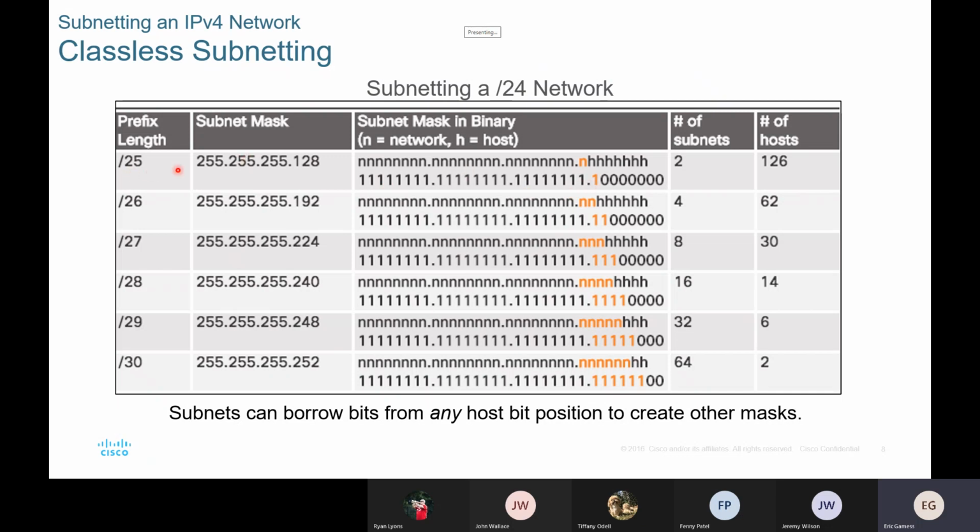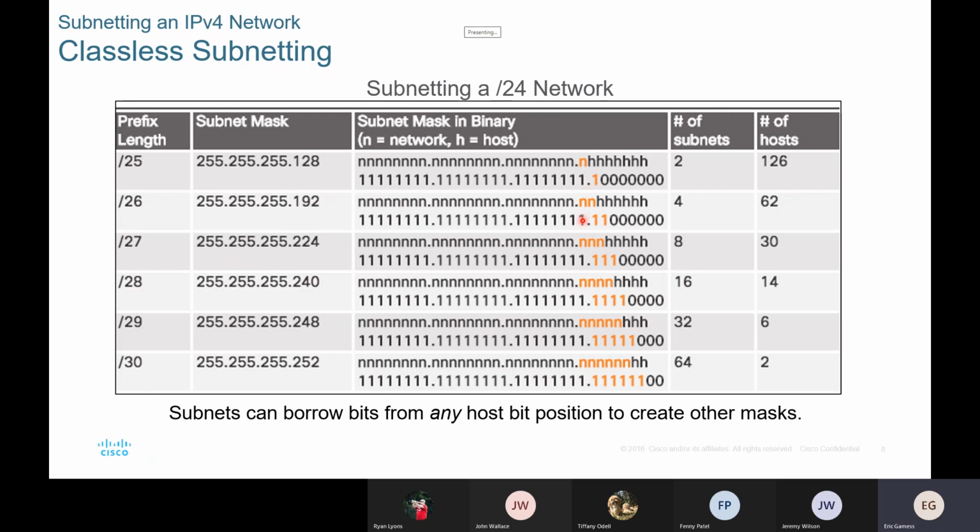The /25 in dotted decimal notation is 255.255.255.128. And if you borrow just 1 bit and convert it into a subnet bit, how many subnets can you create? Only 2, no? You have 1 bit, so with 1 bit you have 2 possibilities. The bit can be 0 or it can be 1.